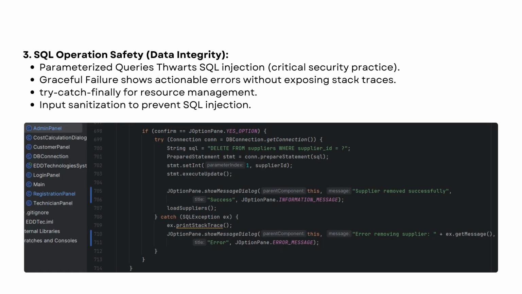Third, we use SQL operation safety with data integrity. We use parameterized queries to prevent SQL injection, critical for security. Errors are caught and displayed cleanly, avoiding stack traces for users. Try catch ensures resource cleanup and input sanitization before queries run. This keeps data safe and operations reliable.